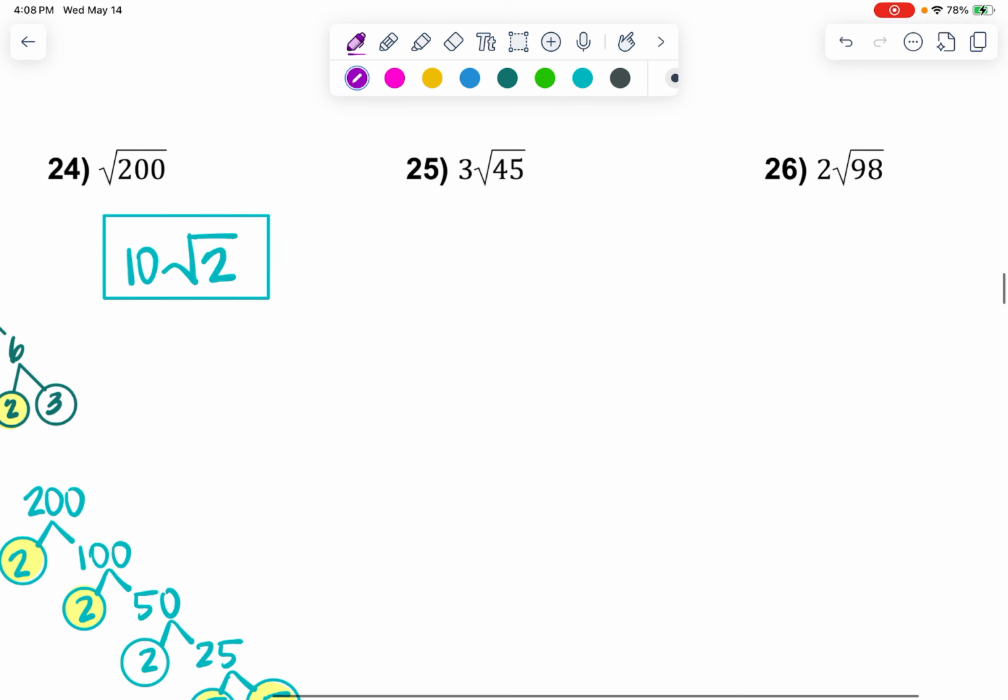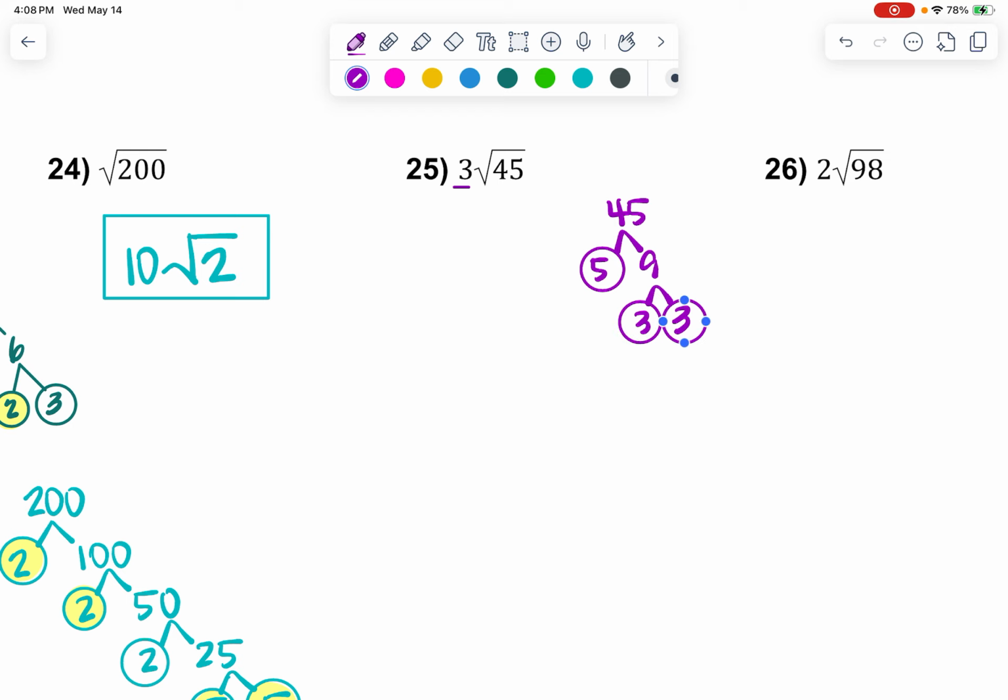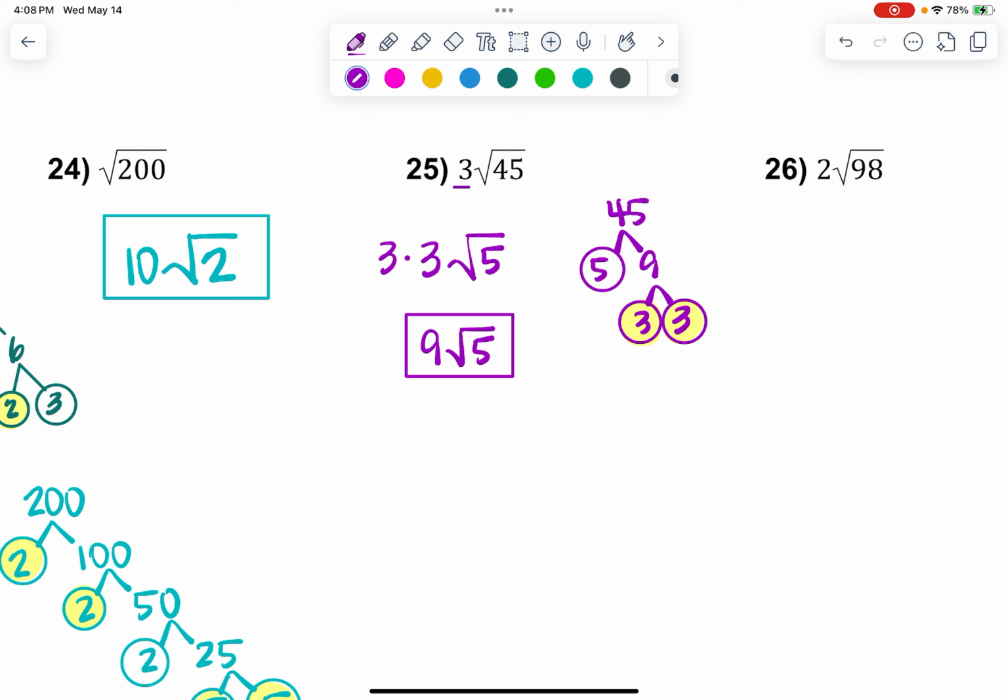All right, number 25. Notice on number 25, you already have a 3 multiplier on the outside. Don't forget about him, right? So when I do my 45, I'm just going to do 5 times 9, which is 3 times 3. So that's a pretty short little tree to get to my prime numbers. And you'll notice we do have a pair that we get to take out, right? We've got a pair of 3s, but there's already a 3 out there, right? So I have 3 times, and then I'm taking out a 3, right? And so that's going to end up giving me 9 root 5 because I already had a 3 multiplier on the outside to multiply by the 3 that I was taking out of the radical.